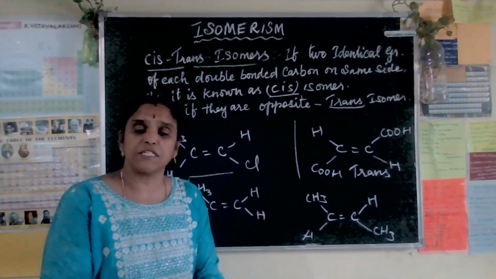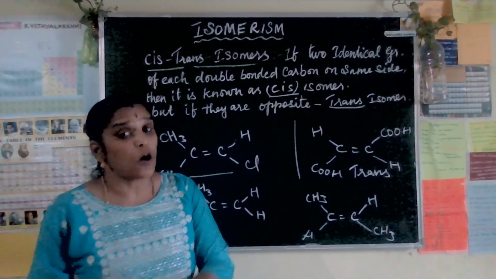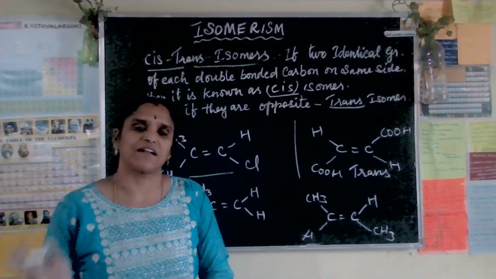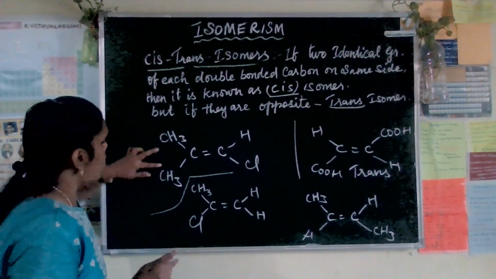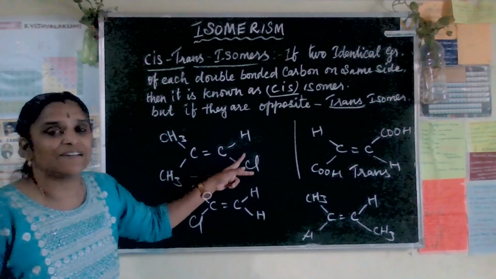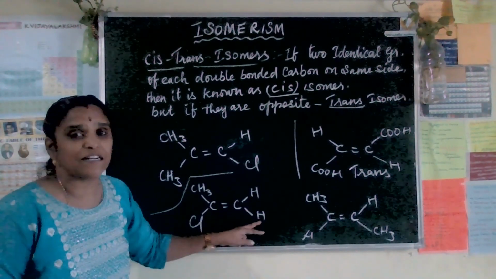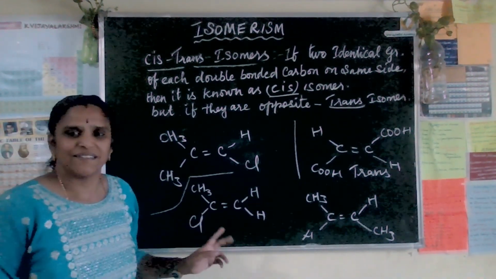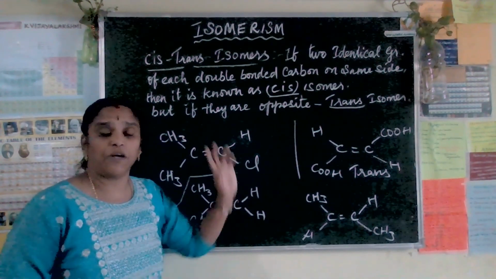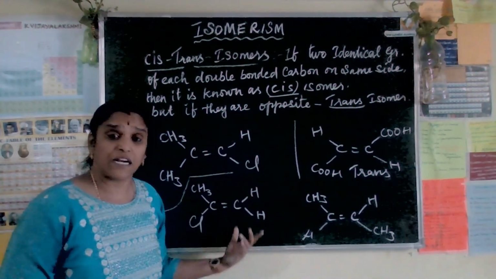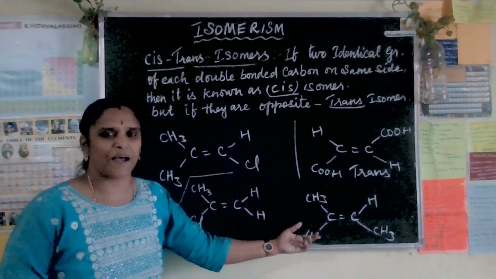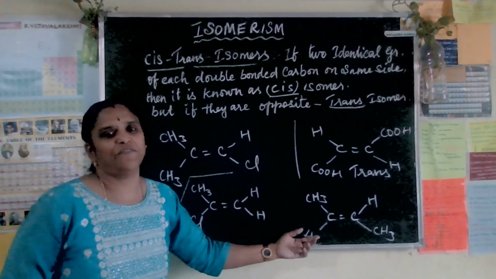Now, which is possible for cis and trans, which is not possible for cis and trans. Hope you're clear with this. One side it is possible, the other side it is opposite. The same way here, one side it is possible, the other side it is not. Okay, now you are able to identify cis and trans, whether it is possible or not. Now the next one we are going to see.